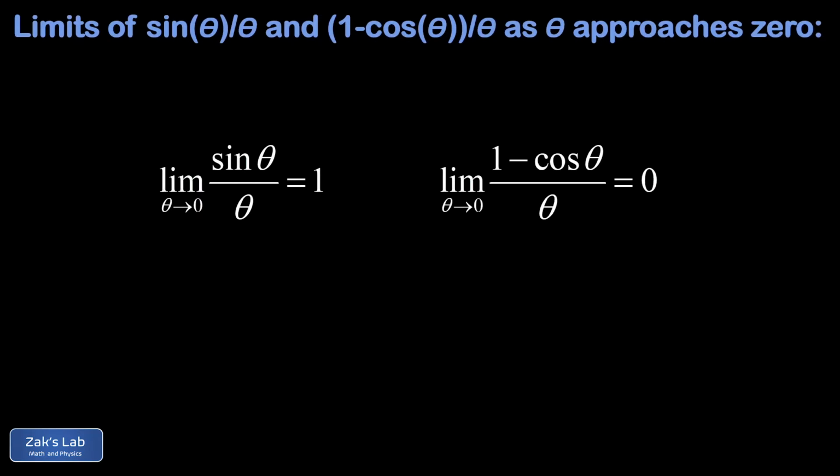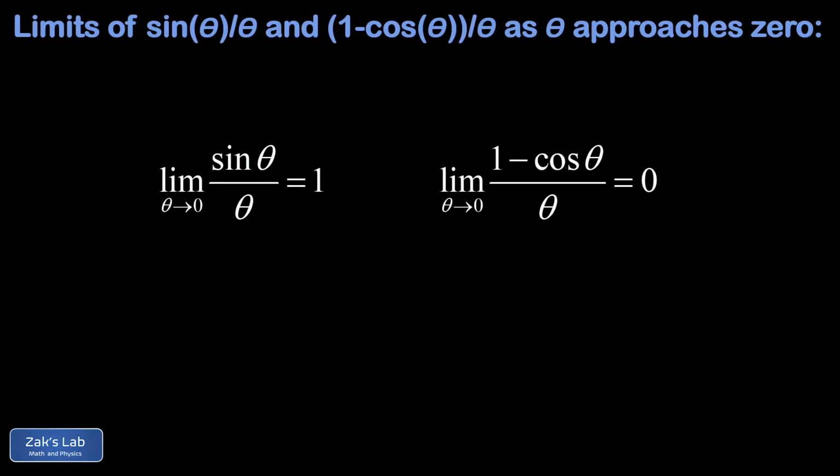In this video, we're going to prove two important limits that allow us to do calculus on trig functions later on. So the first limit is the limit of sine theta over theta as theta goes to 0, and that turns out to be 1. And our second limit is the limit of 1 minus cosine theta all divided by theta as theta goes to 0, which turns out to be 0.